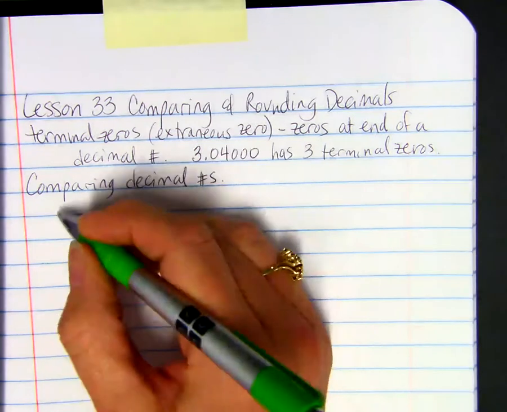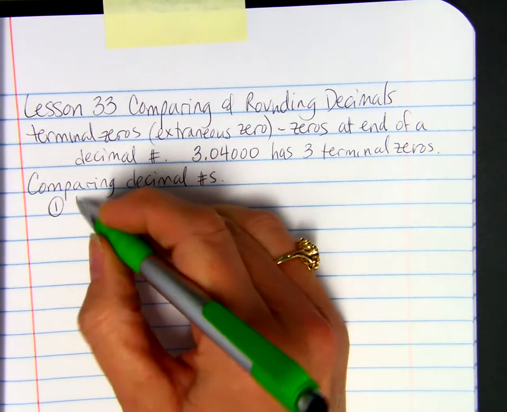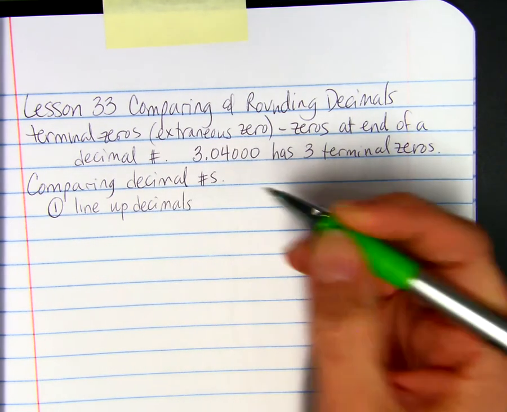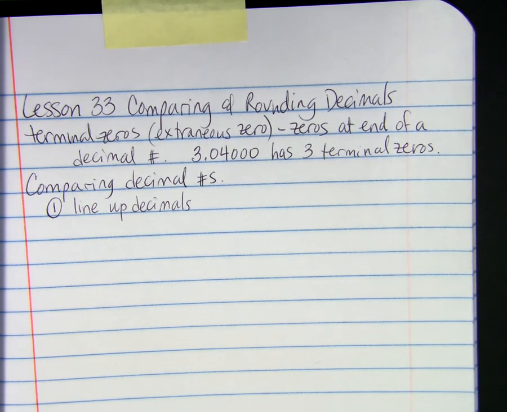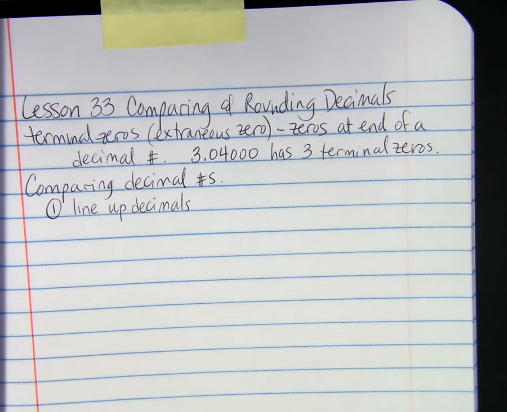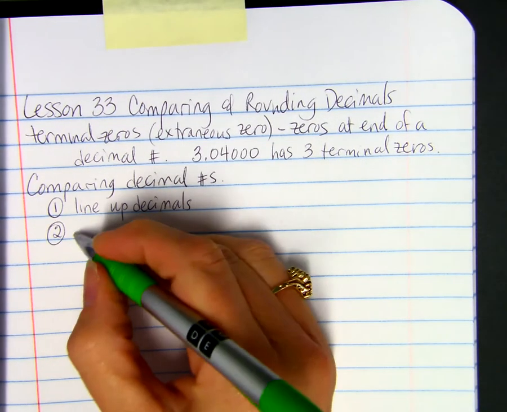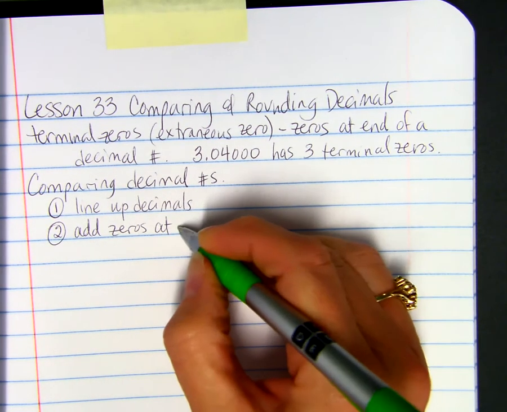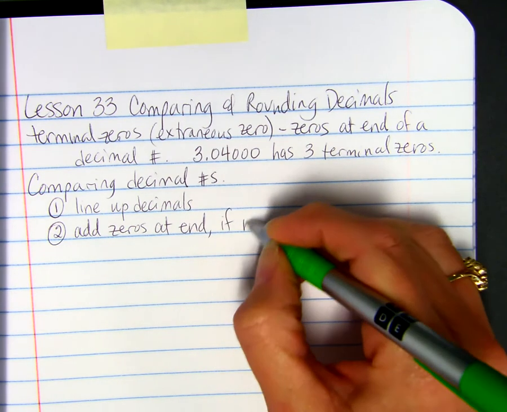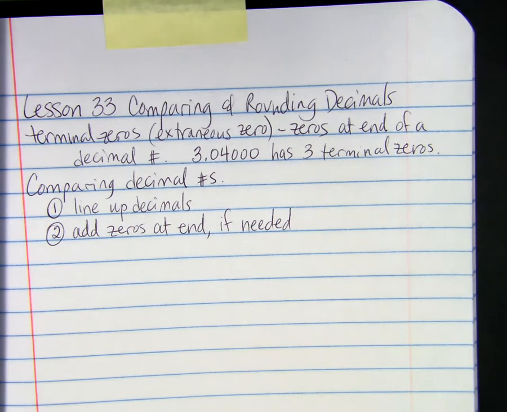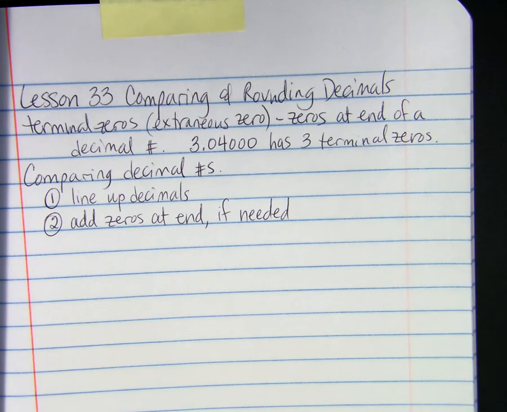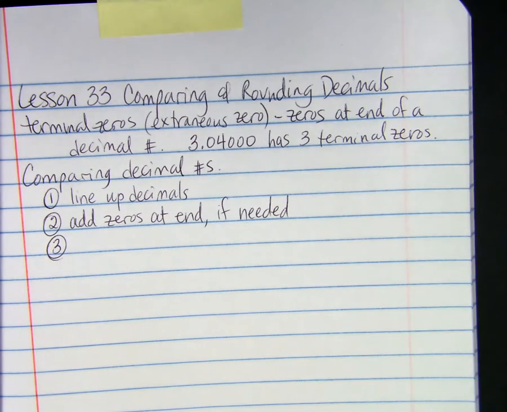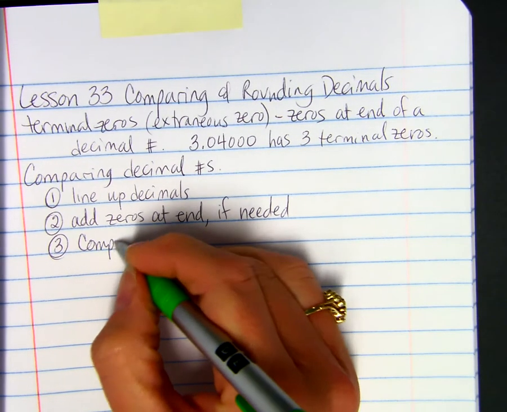Now, whenever we are comparing decimal numbers, there's 3 steps. So the first one is to line up the decimals. The second one is to add zeros at the end if needed. And I'll do an example so you can see what it means if it's needed, if you have to have those terminal zeros. And then 3 is you compare place values.